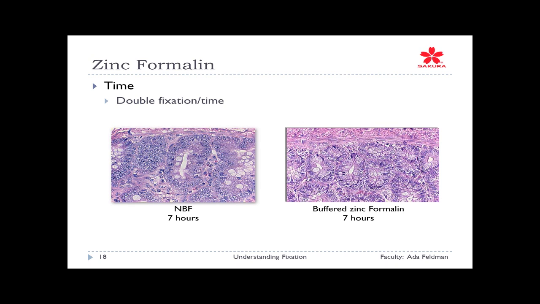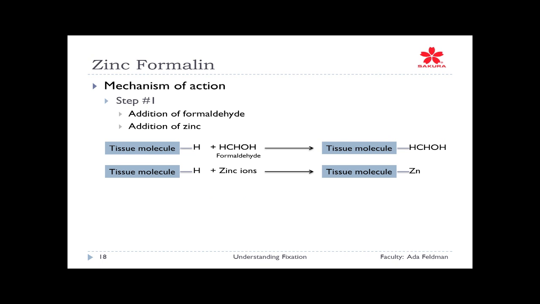Now, time-wise for zinc formalin, you're really getting double fixation here. I'm going to show you this with the chemistry shortly. When the formalin is going in and adding on, you're also getting the zinc ion to add on. And the zinc is a metal, so it's a metal enhancement that's going on to help give the improved morphology as well as color. So let's take a look at this chemistry of zinc formalin.